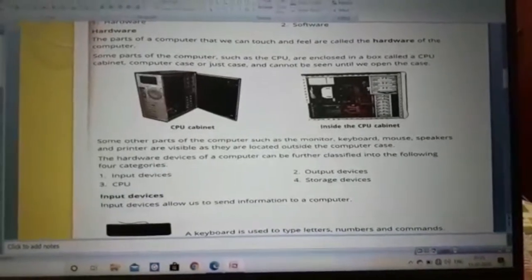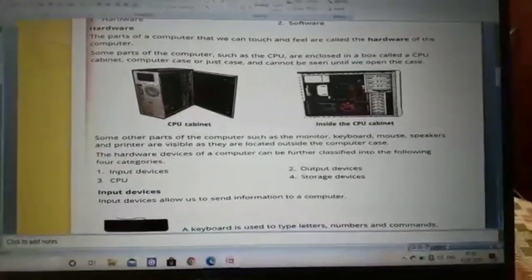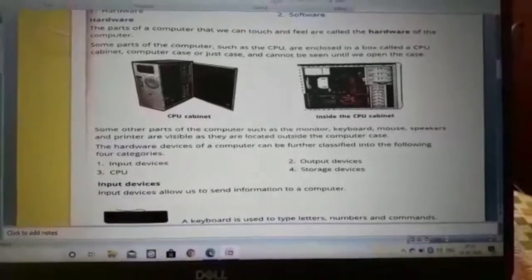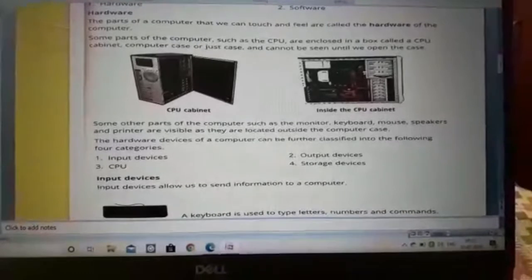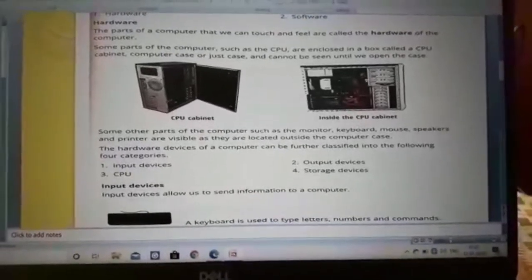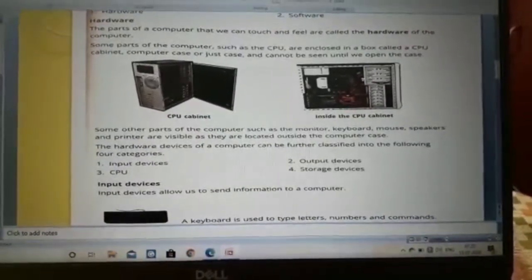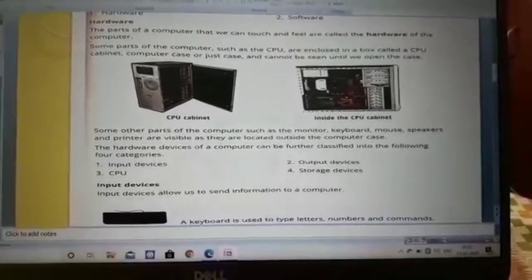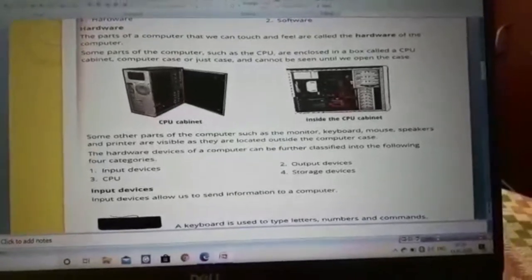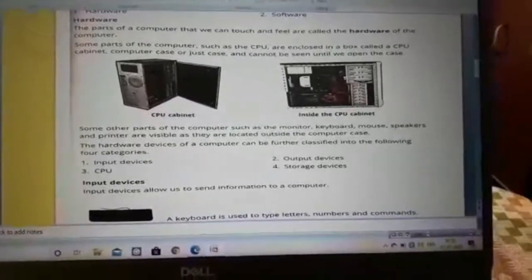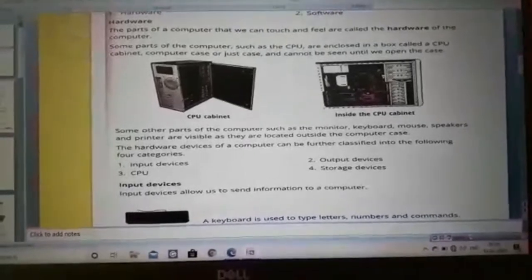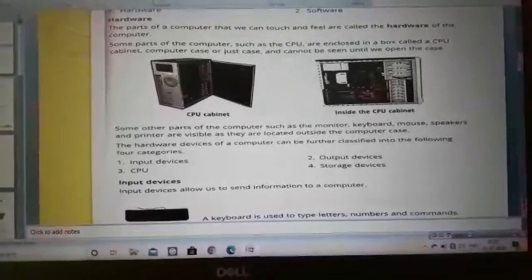We have read till the hardware in the previous session. Today we will read about the 3 categories which comes under CPU. The first one is input devices. Input devices allow us to send information to a computer. Okay, so what are input devices? Those devices which allow us to send information to a computer. So those devices are called input devices.